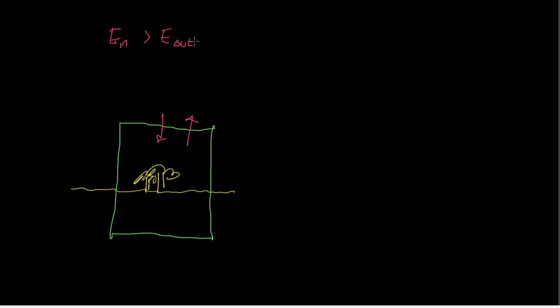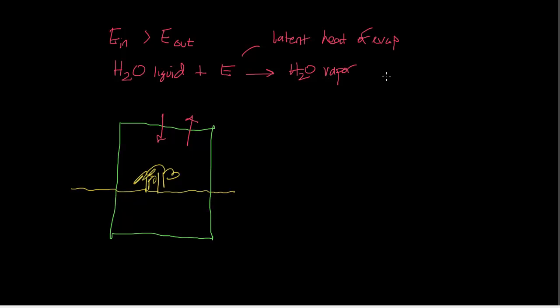Well, the reason there's more energy in than out is because some of that energy in goes into evaporation. Because remember the reaction of water, liquid. If I want to transform that into water vapor, I need to add energy. And this becomes H2O vapor. So the energy added to convert liquid water into water vapor is the latent heat of evaporation. And so this process here, this is ET.